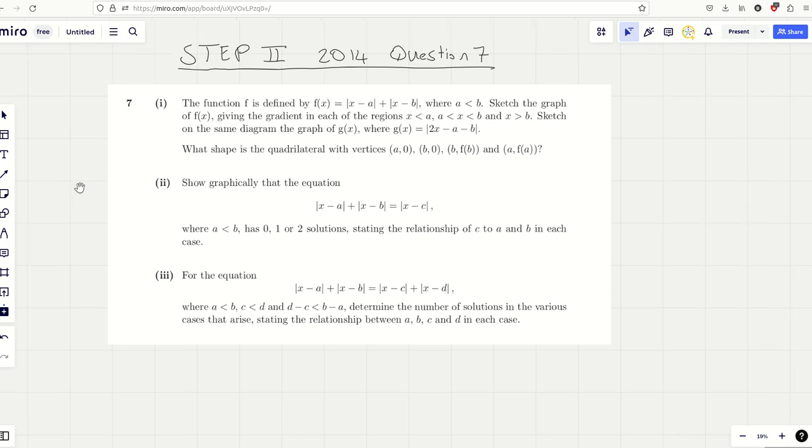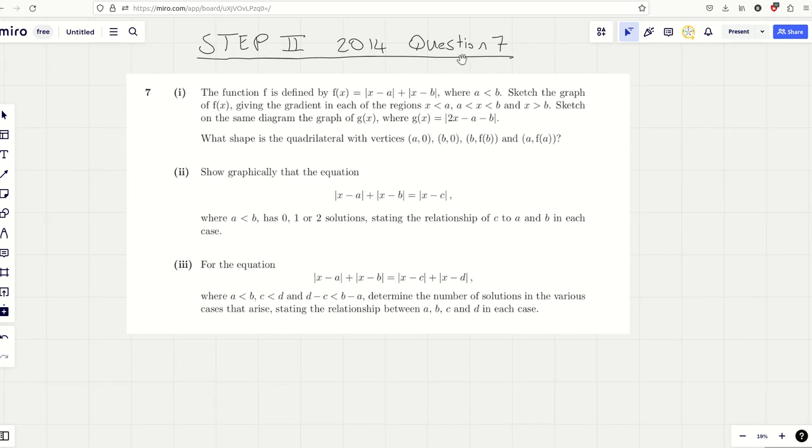Hi everyone, just doing another video, this time on a question. It's actually question 7 from STEP 2, 2014. Partly doing these ones just because I noticed that I hadn't got all of 2014 done in my notes when I looked in my folders, so I thought I'd better get the last half of the pure ones done here.